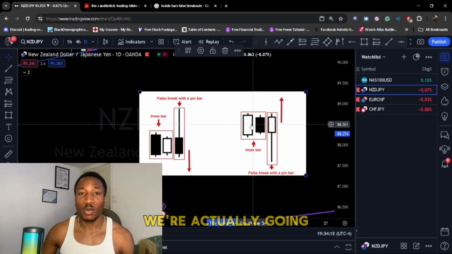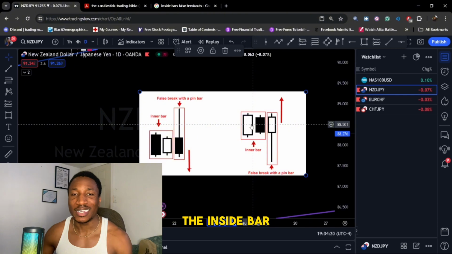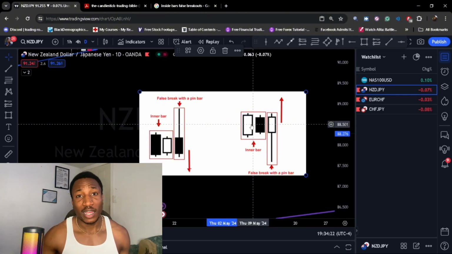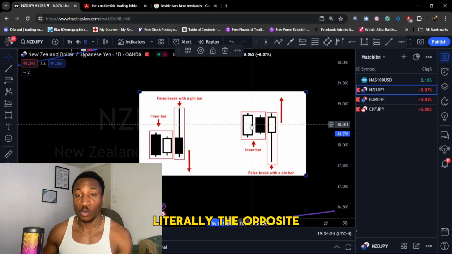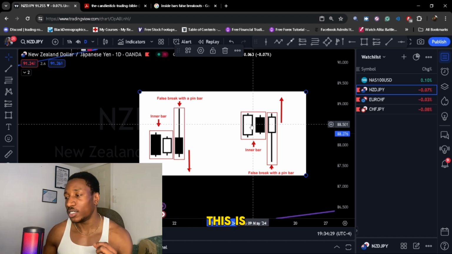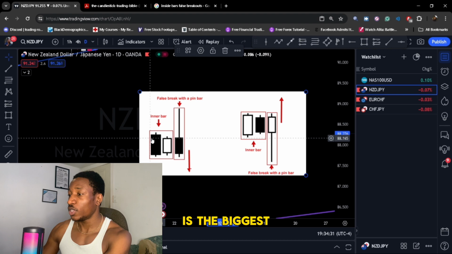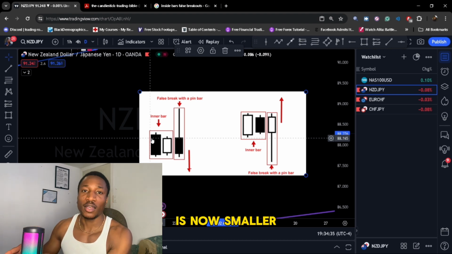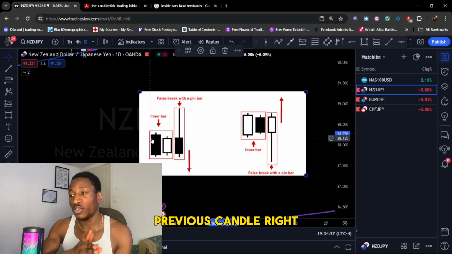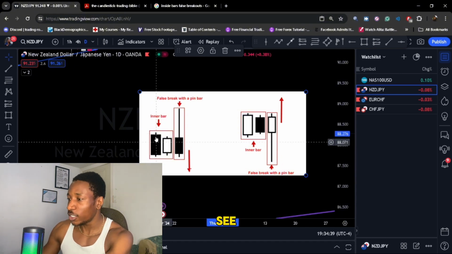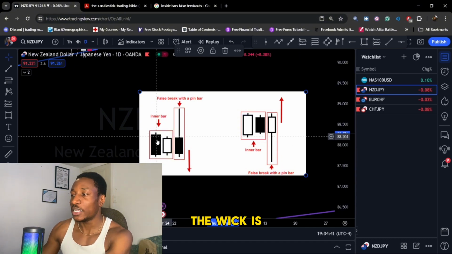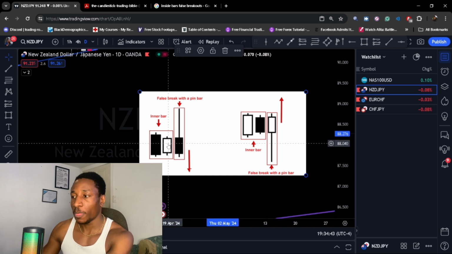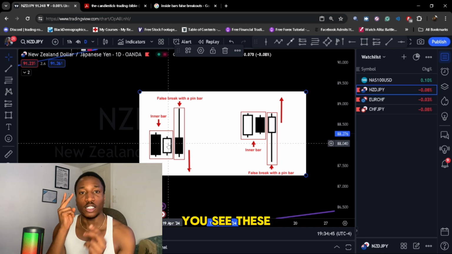Now guys, the pattern we're actually going to be using is called the inside bar false breakout. Now this pattern is literally the opposite of an engulfing or a bearish candle. And what I mean by this is the first candle is the biggest candle, right? The second candle is now smaller and inside the previous candle, right? So as you can see, the body and the wick is bigger than the second candle, right? So once you see these two candles guys, then we have a harami pattern.